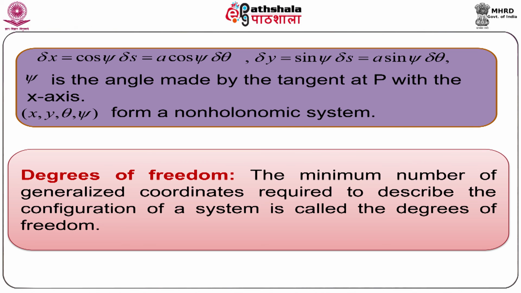The minimum number of generalized coordinates required to describe the configuration of a system, or to specify the exact location of an object of that system, is called the degrees of freedom. It is an important characteristic of any mechanical system. In other words, the minimum number of independent parameters required to describe the configuration of the dynamical system at any time is called the degrees of freedom.